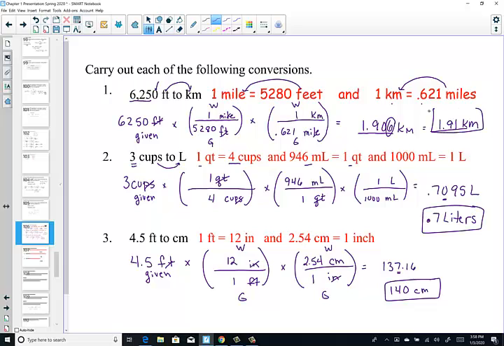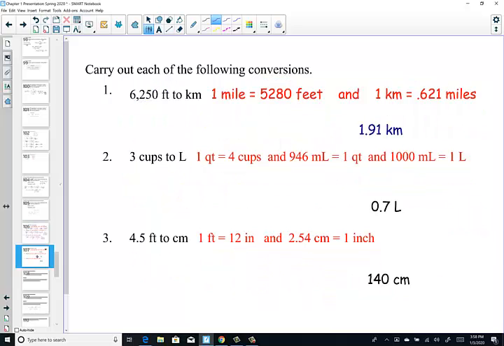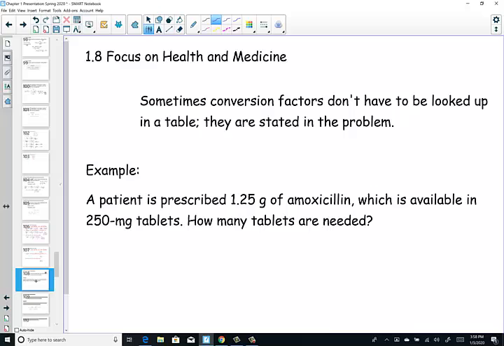These just take practice, my friends. Repetition is our friend as we're learning, right? There we have our answer. Sometimes conversion factors don't have to be looked up in a table. They're stated right in the problem.